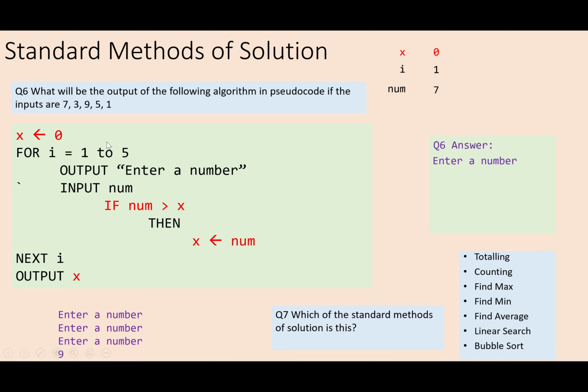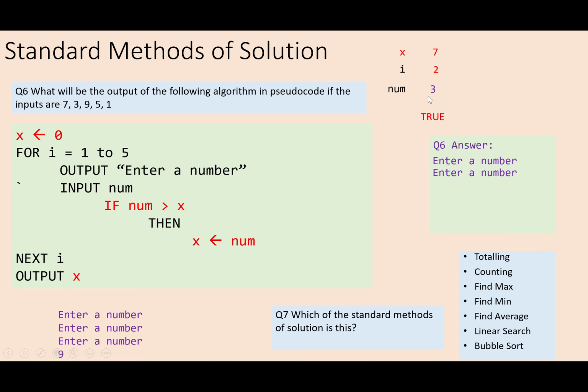Now x is 0 and the number that we have is 7, so that's going to give us a true. So that means then that we're going to make x whatever the number is. So the number was 7, so x is going to go to 7. We now go to our next I, so I is going to go to 2, so we're going to go around again, output enter a number, input the next number, so the next number is 3. Is the number bigger than x?